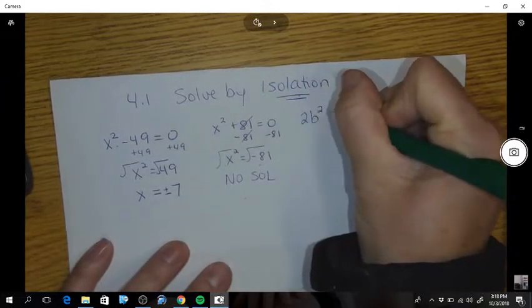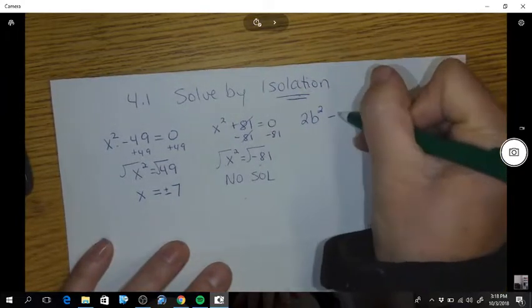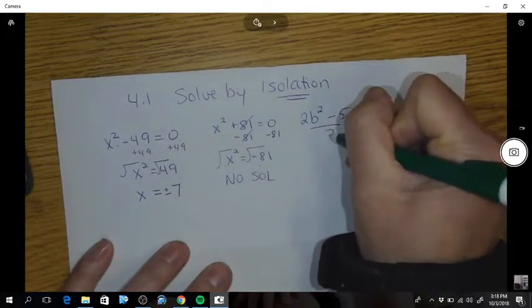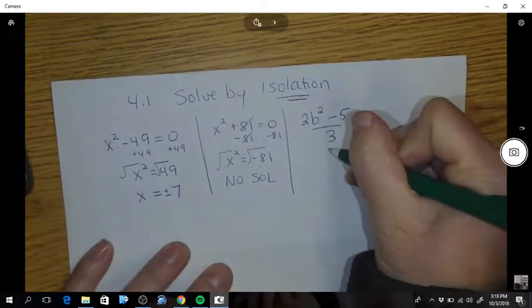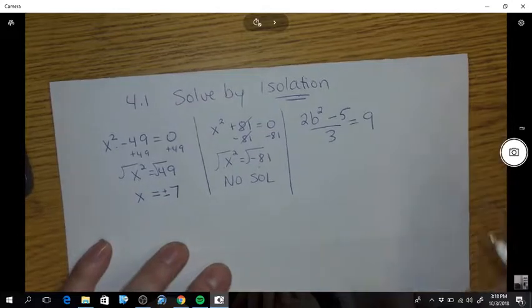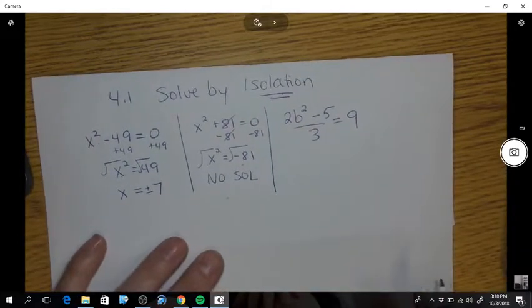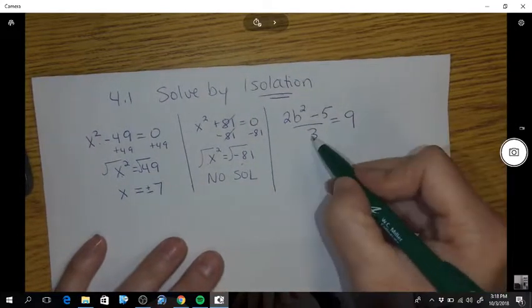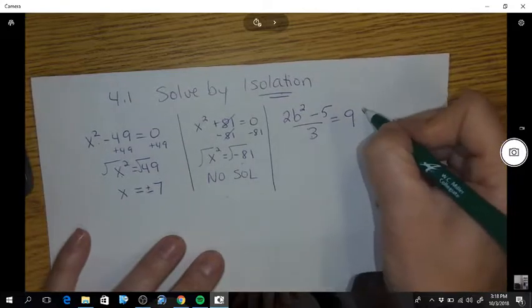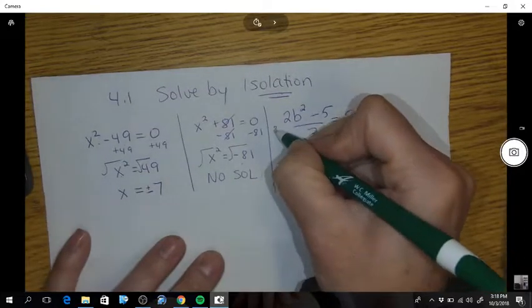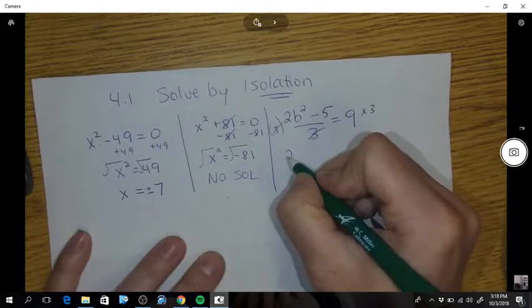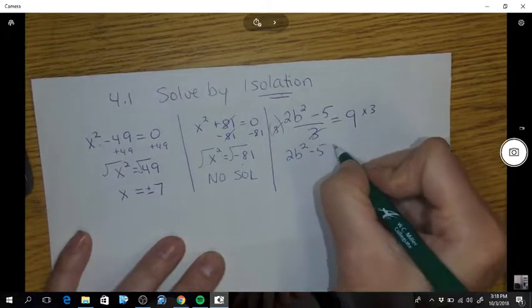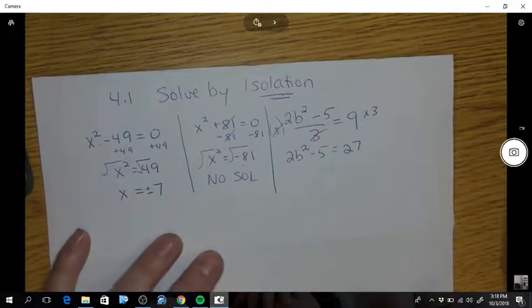Okay, example 3. 2b squared minus 5 over 3 equals 9. Okay, so here, algebraically I have to get rid of that first. So times by 3. 2b squared minus 5 is now 27.